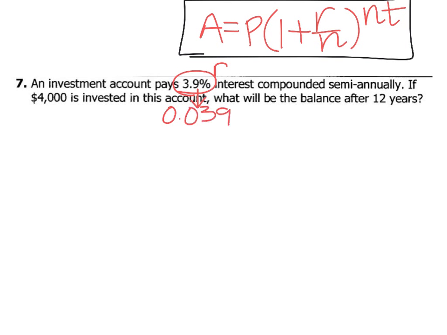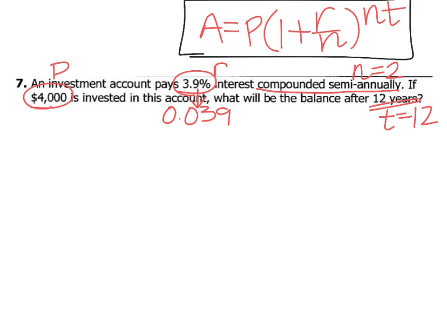0.039. Now, this interest is compounded semi-annually. Semi-annually means twice a year. All right, so that means N equals 2. If $4,000 is invested in this account, so $4,000 is our principal amount, that's our starting initial amount, what will be the balance after 12 years? So when T equals 12.